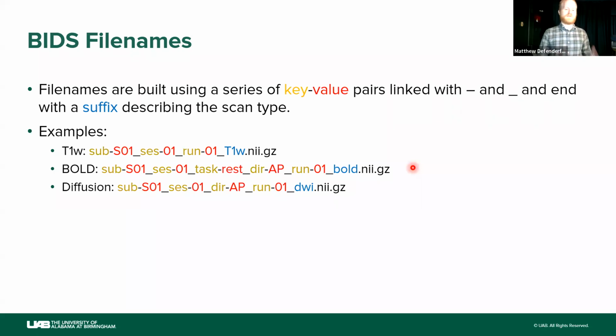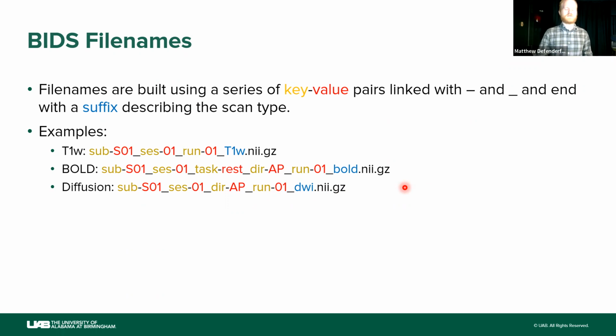An example of diffusion would be something very similar to that. So you have the subject number, the session ID, and then the phase encoding direction, the run number, and then it ends in DWI. So you can see whenever you set it up, you can set these names for even different types of files to be very similar to each other. They're going to contain similar information.